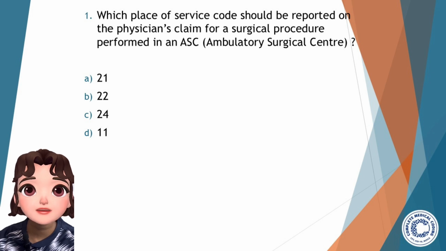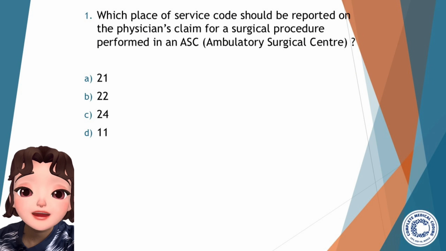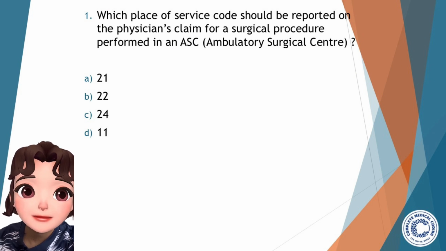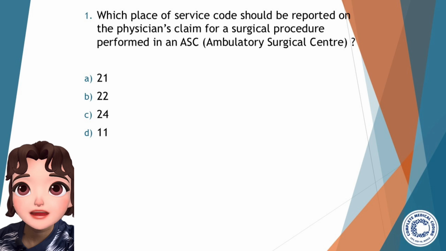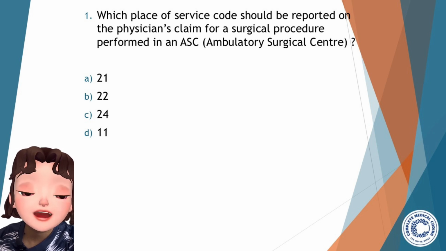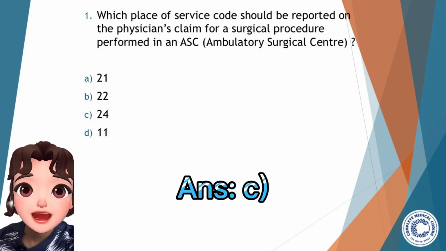Okay, so these are the options. Option A 21, option B 22, option C 24, and option D 11. So which place of service represents the ambulatory surgical center? That is 24, which is option C. Okay, so the answer is option C. 24 is the place of service that represents the ambulatory surgical center.